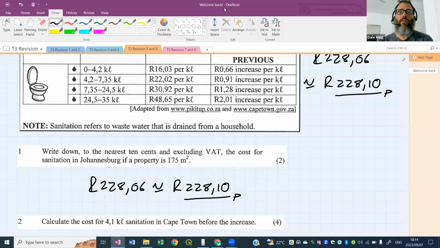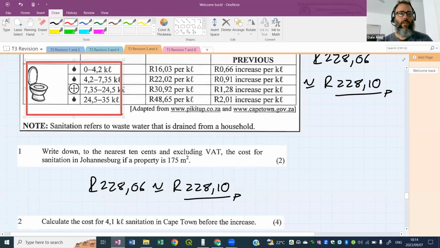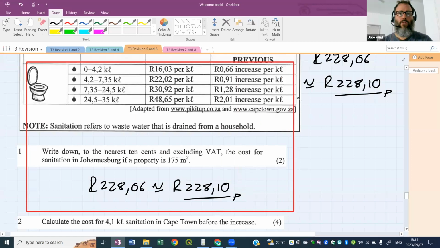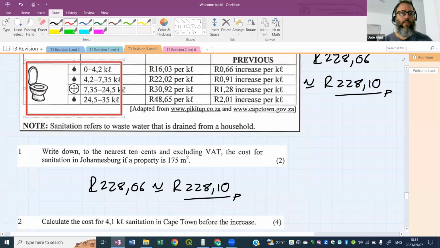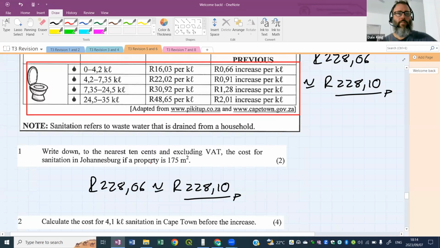Where's my people? Yeah, there's a table there. The table's up top. Whoopsie. This is all we need to look at here. There we go. That's what we're looking at. That's the Cape Town table.